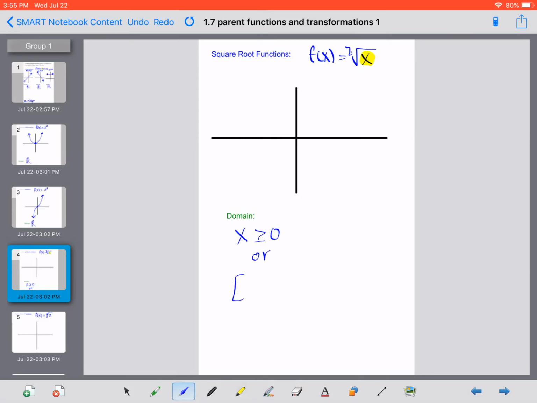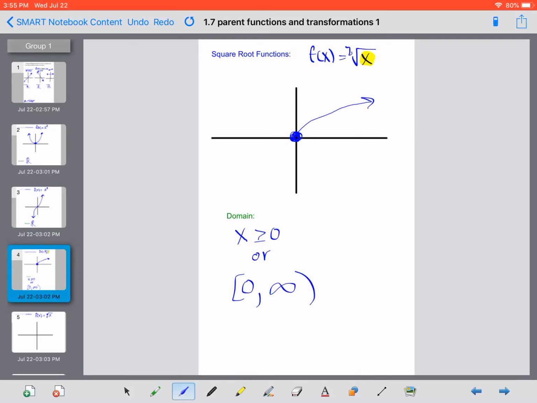Or another way of writing that would be the interval from 0 to infinity, including 0, but including no negative values. And the graph of this is going to look like, well, 0, 0 is certainly going to be on this graph. And then it's going to grow kind of slowly in this direction. So this is what our square root function looks like.